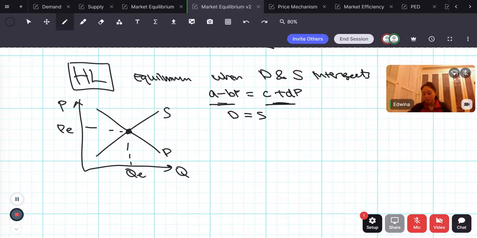And so D equal to S is also the same as a - bP = c + dP. And that's how you find where the market equilibrium is when you're asked such a question in paper 3. So that's how you find the market equilibrium mathematically.